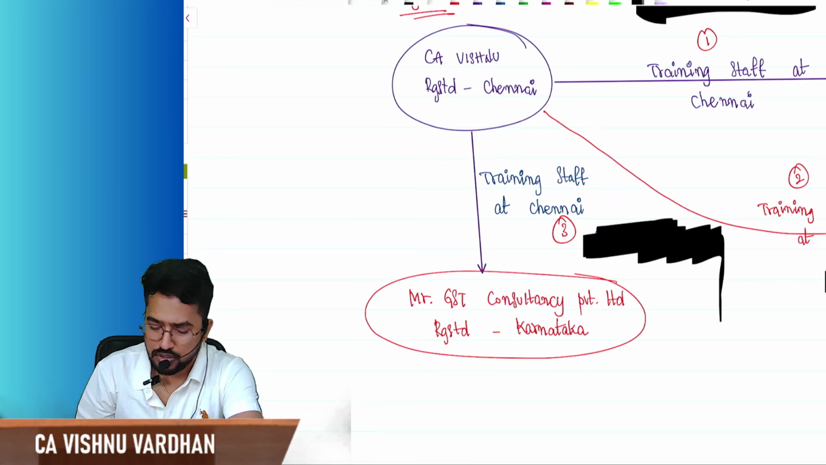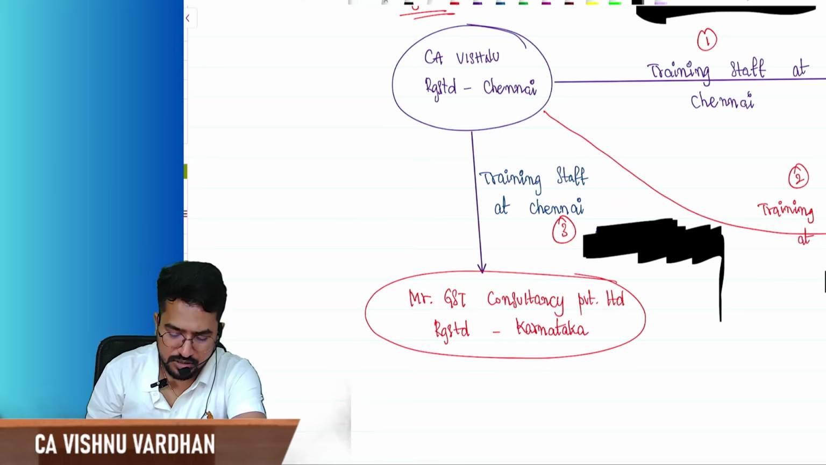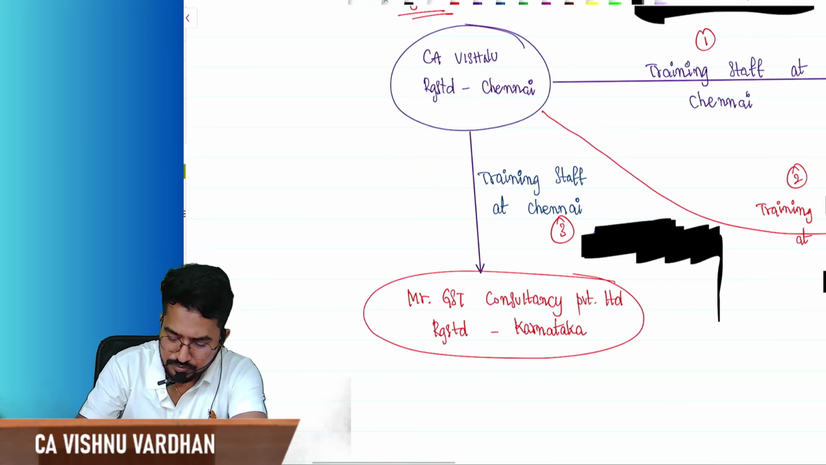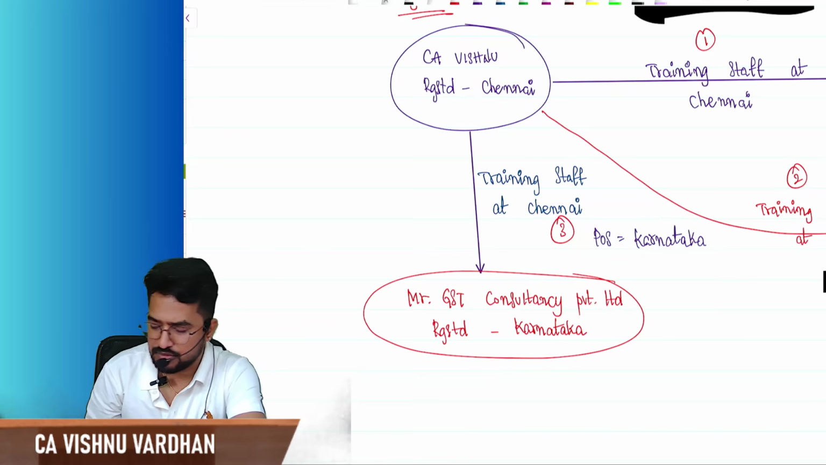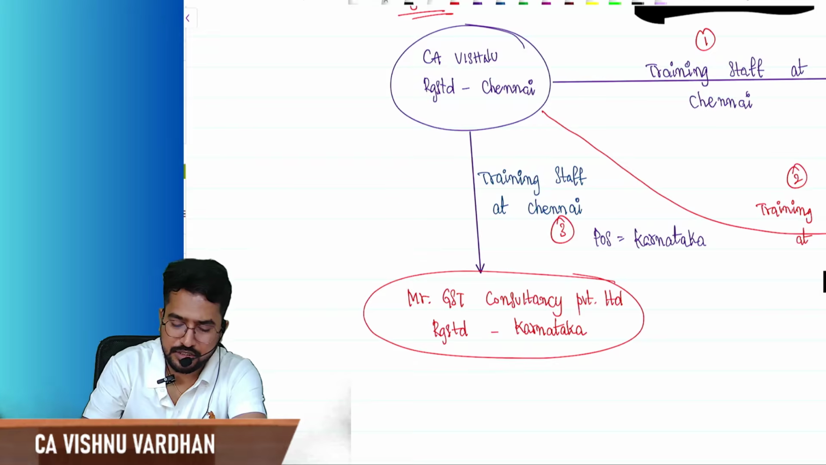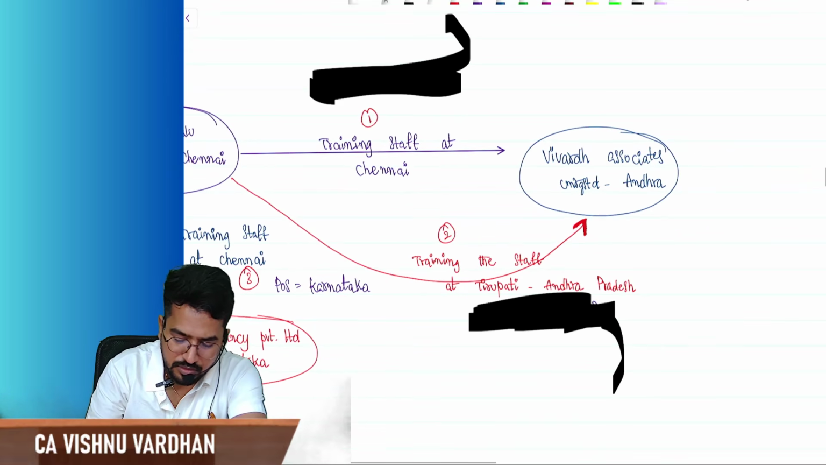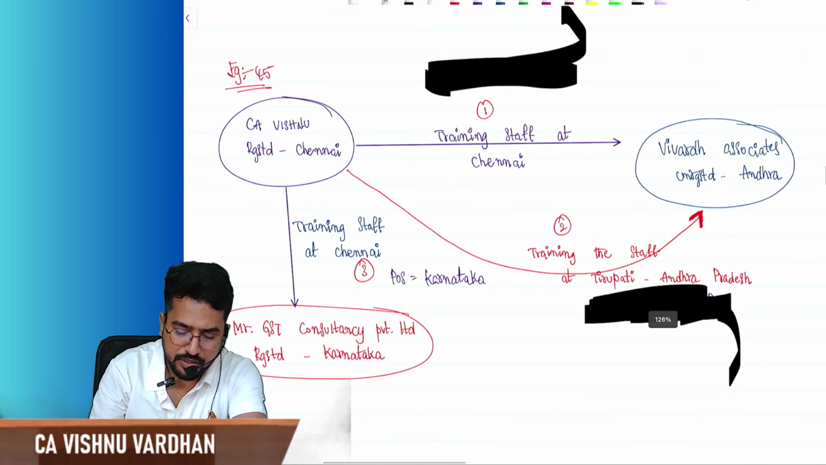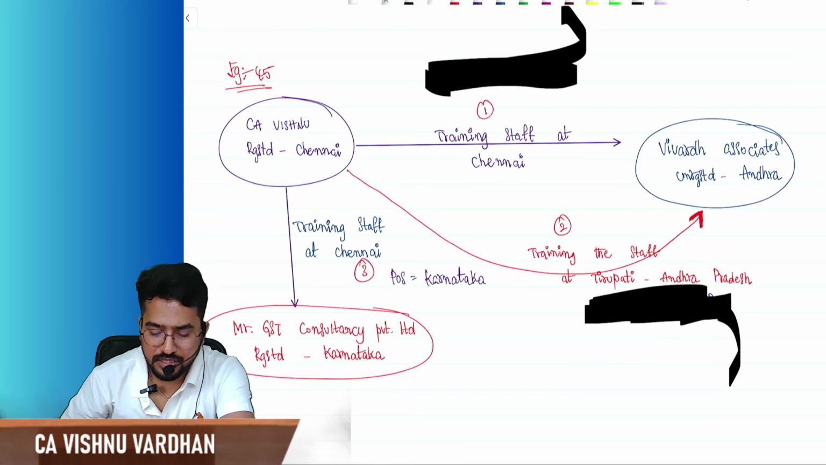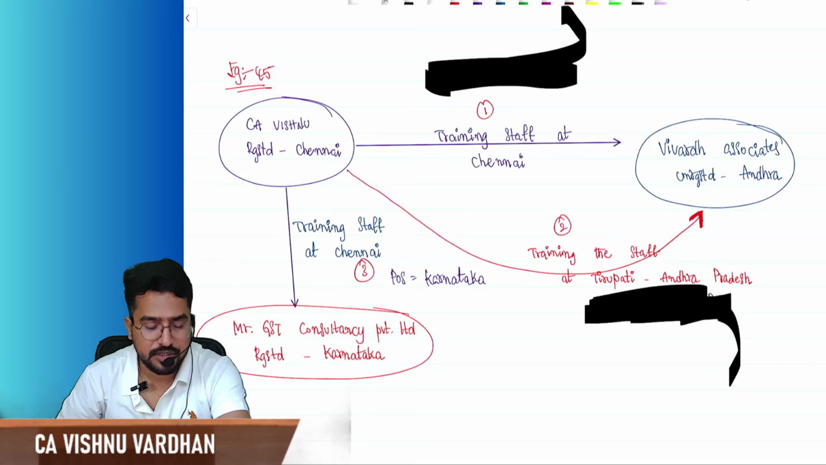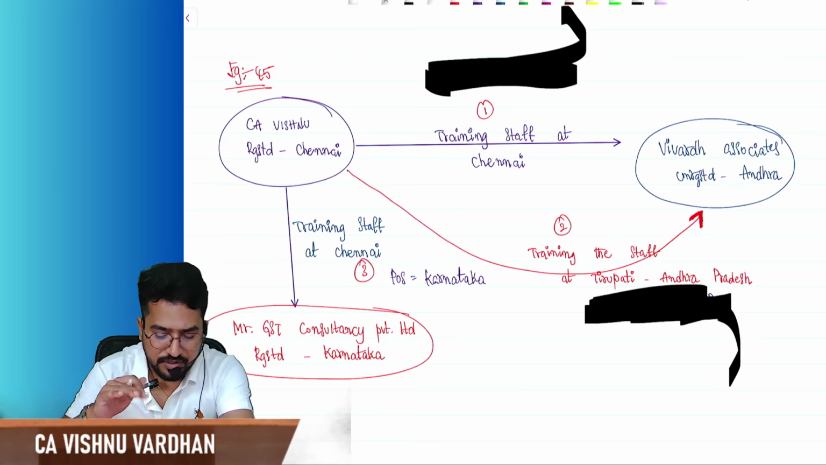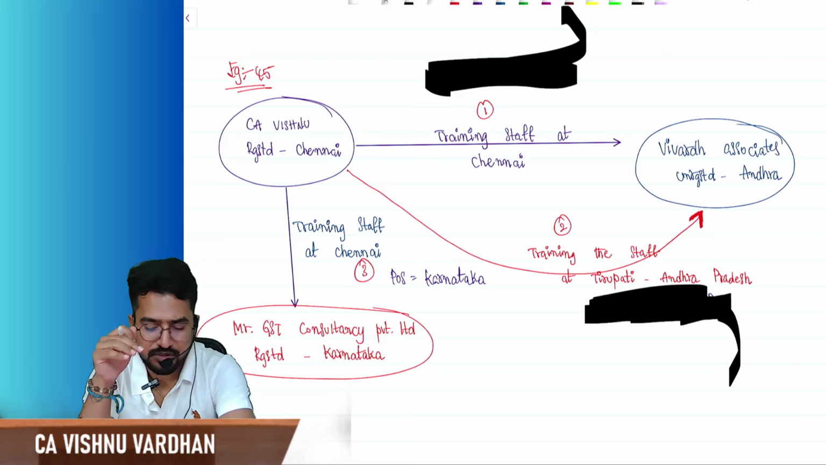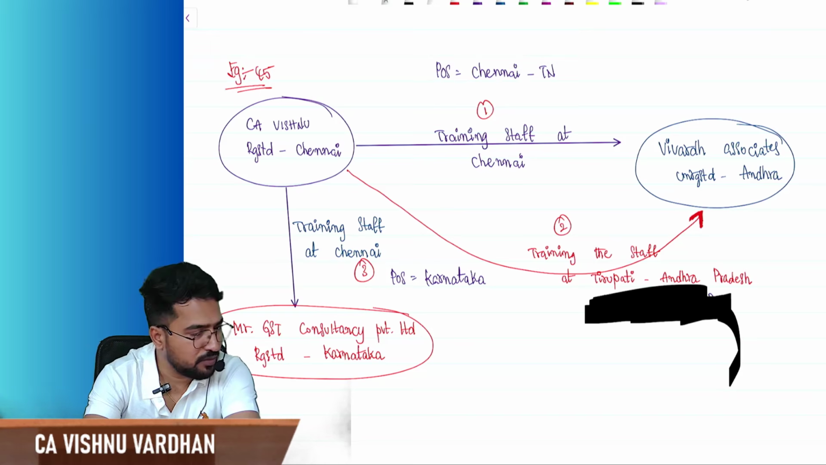Clear? Online fellows respond, others. What is the place of supply here? Karnataka will be the place of supply. Am I clear? Next. Imagine these services are provided to a business entity called Vivard Associates, unregistered in Andhra Pradesh. If the training of staff is conducted at Chennai, what is the place of supply? Chennai will be the place of supply.